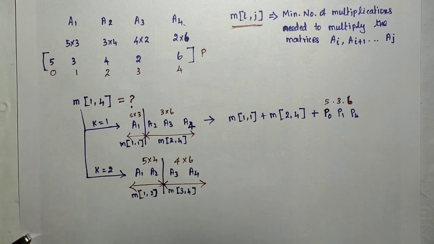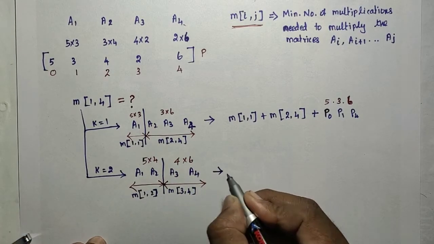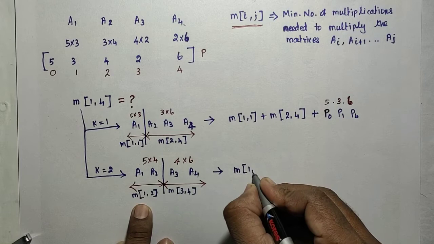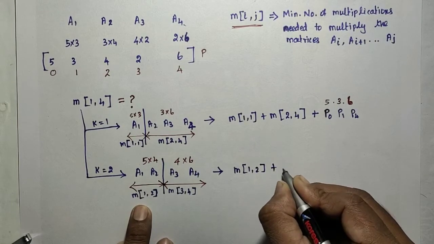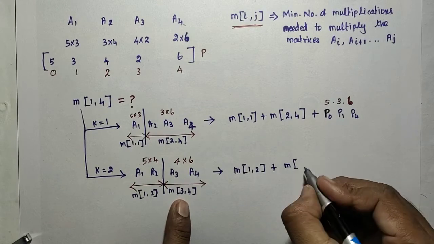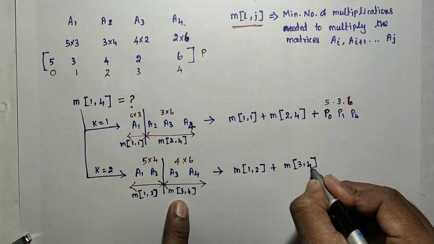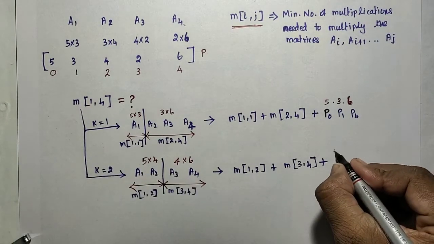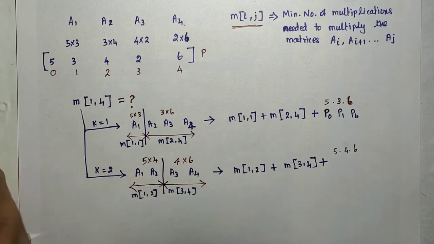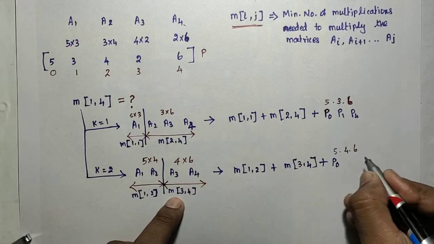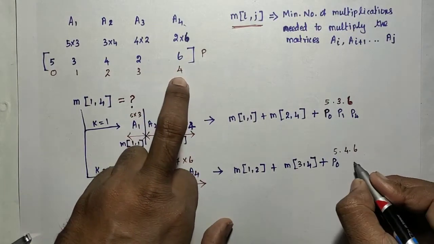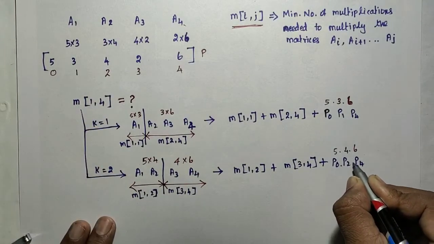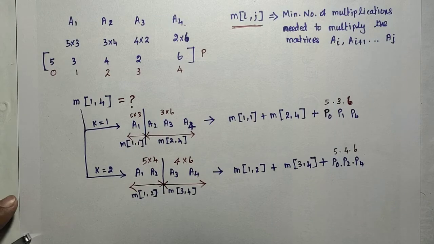Okay. So now the total number of multiplications needed in this option is the number of multiplications needed on the left side, m of 1 comma 2, plus the number needed on the right side, m of 3 comma 4, plus the multiplications to multiply the resultant matrices. The resultant matrices are 5 into 4 into 6, like that we need to write. 5 is nothing but P0, 6 is P4, and 4 is P2. So P0, P2 and P4. That is the second option.